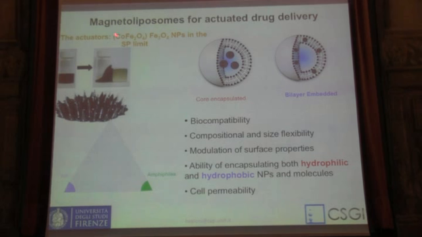So for example, magnetoliposomes. A magnetoliposome is an interesting system because you can form a liposome, and then you can put magnetic particles in different regions of the system to get different actions. These systems are quite interesting because they are biocompatible.